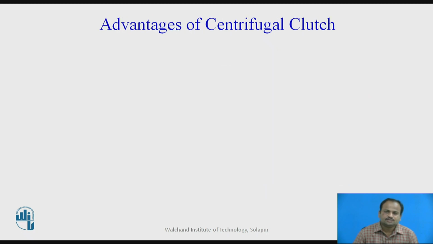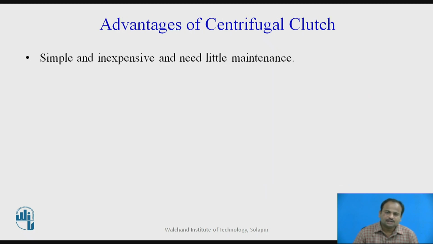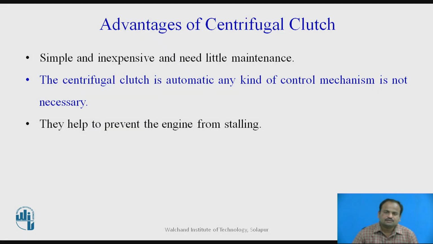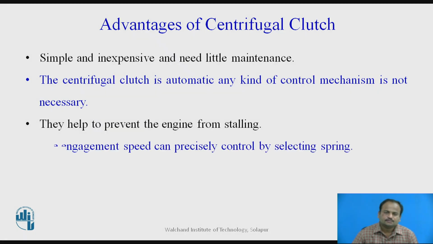Advantages of centrifugal clutch: simple and inexpensive and need little maintenance. The centrifugal clutch is automatic. Any kind of control mechanism is not necessary. It helps to prevent the engine from stalling. The engagement speed can be precisely controlled by selecting the spring.